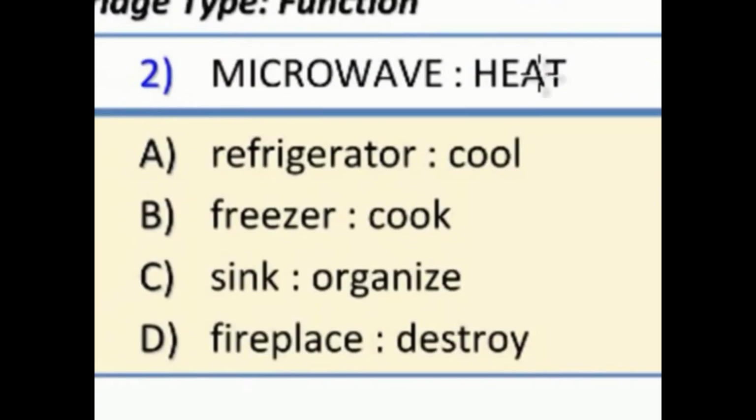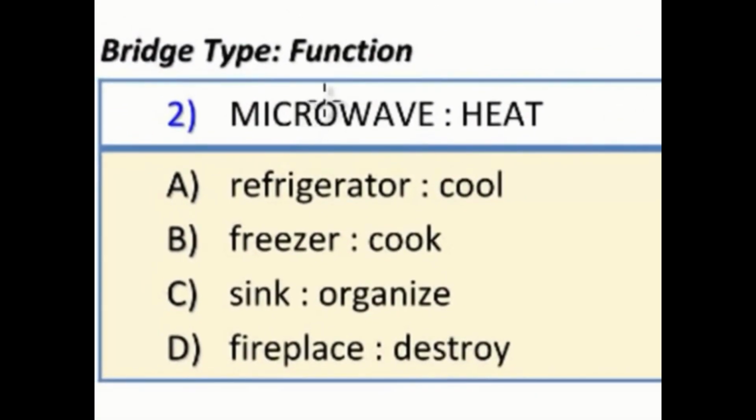For the second kind of analogy, I can see that it's a function. So microwave is to heat as what is to what. So the function of a microwave is to heat food. Let's look at this one. Is the function of a refrigerator to cool food? Is the function of a freezer to cook food?